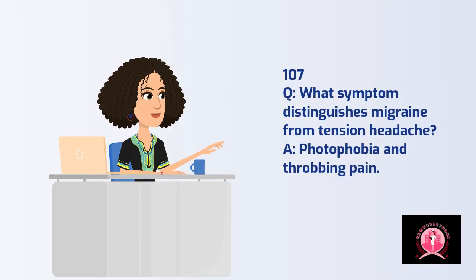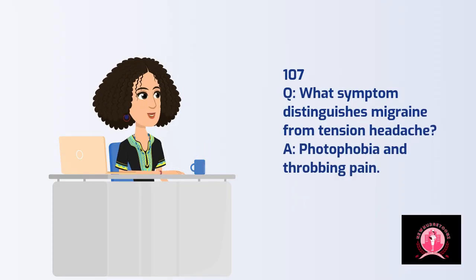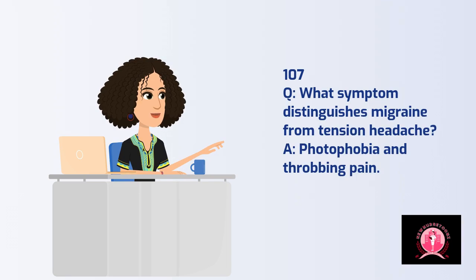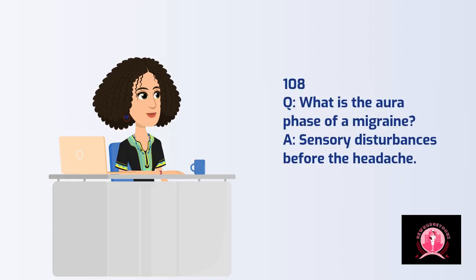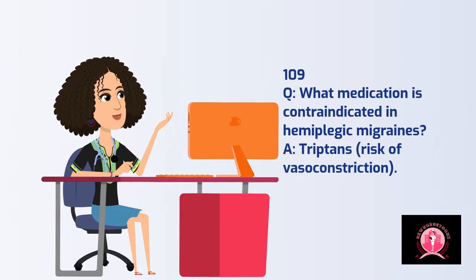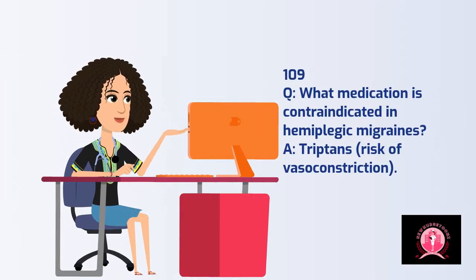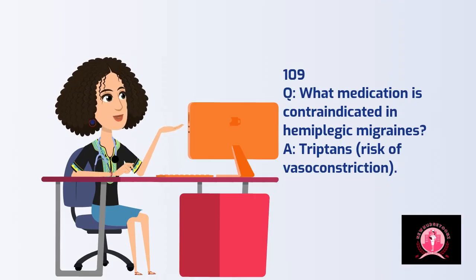107Q. What symptom distinguishes migraine from tension headache? A. Photophobia and throbbing pain. 108Q. What is the aura phase of a migraine? A. Sensory disturbances before the headache. 109Q. What medication is contraindicated in hemiplegic migraines? A. Triptans, risk of vasoconstriction.